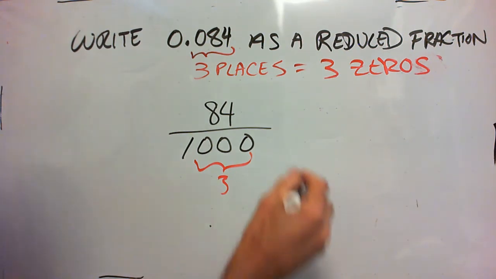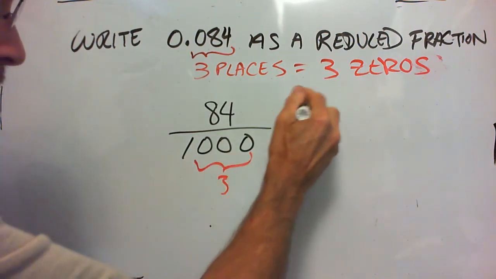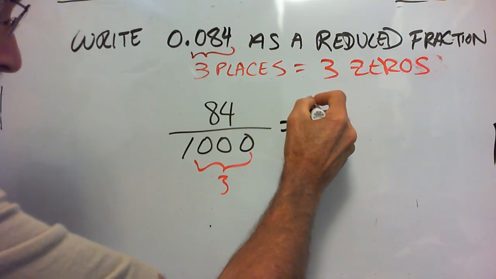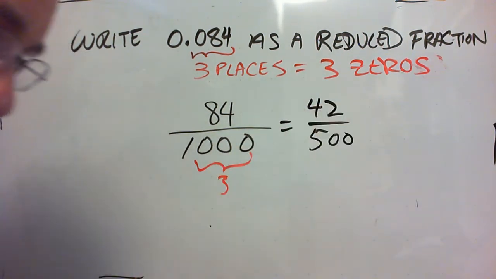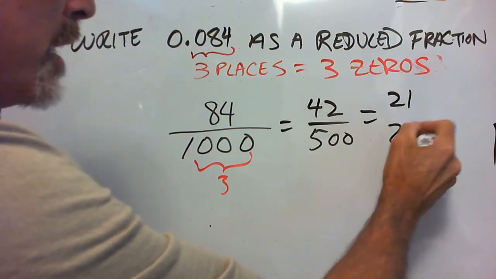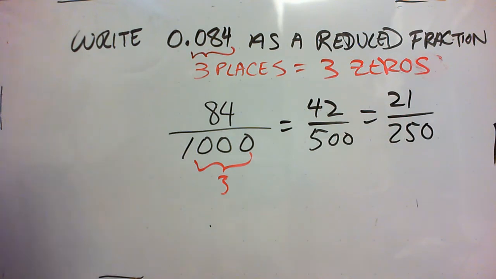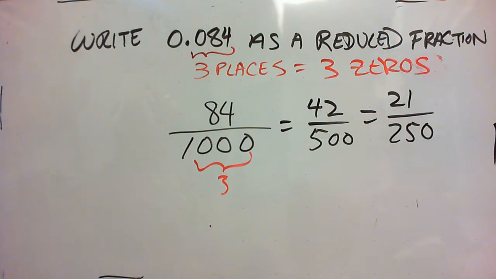Well, as we did in the very first problem, we can just cut the numerator and denominator in half repeatedly as much as we can. So we get 42/500. Do that one more time, 21/250. The only thing that divides into 21 are 3 and 7, and neither of those divide into 250.